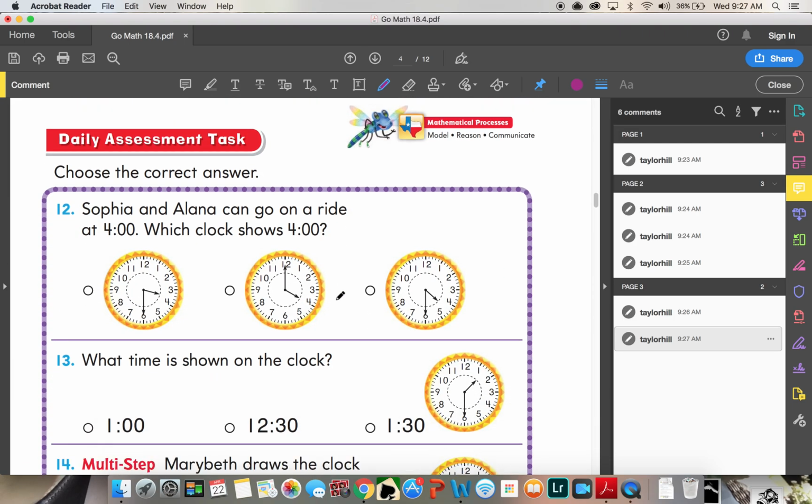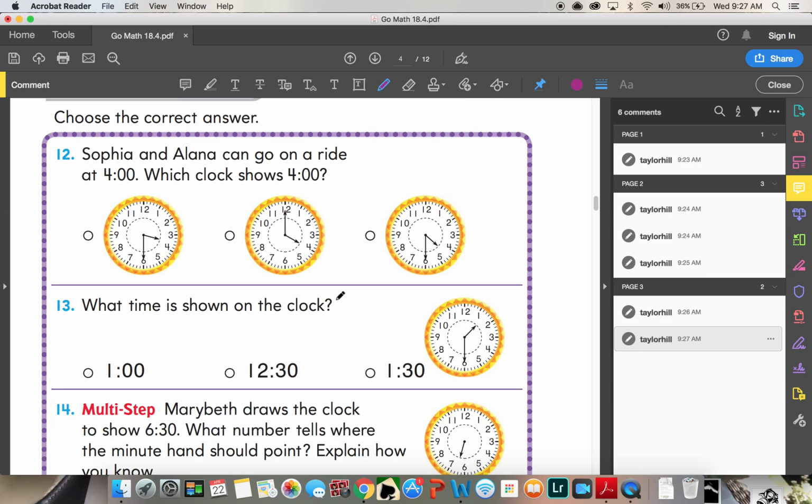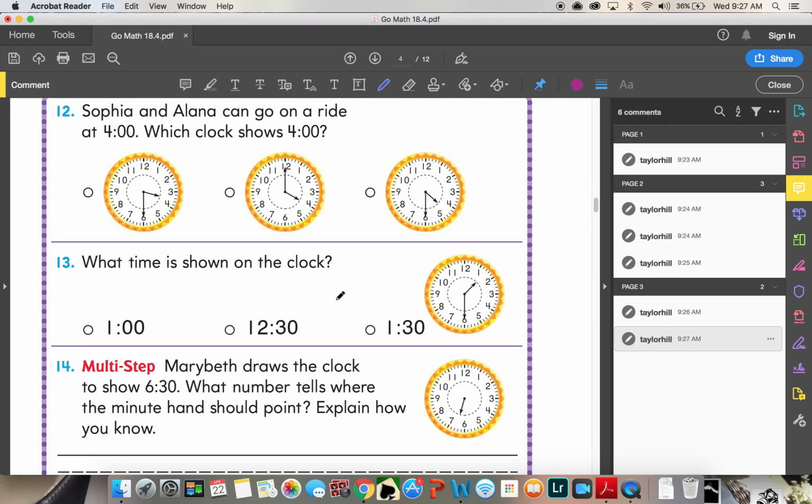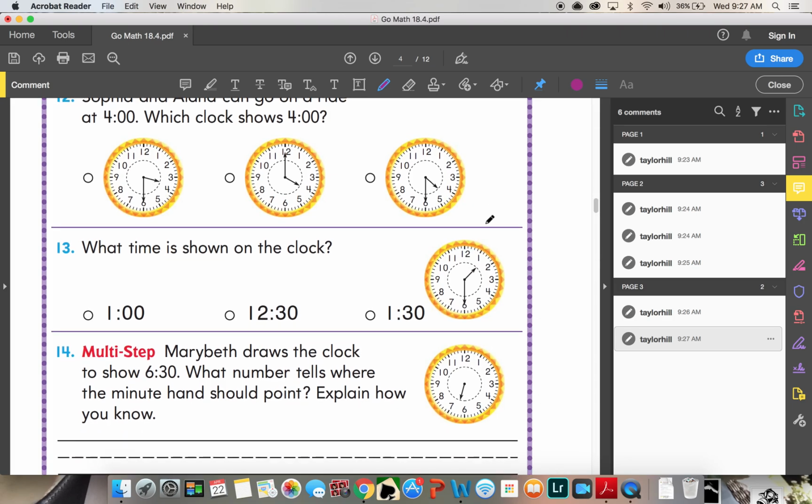All right, daily assessment test. Choose the correct answer. Number 12. Sophia and Alana go for a ride at 4 o'clock. Which clock shows 4 o'clock? So you'll need to find which clock shows 4 o'clock. The hour hand needs to point at 4, and the minute hand needs to be pointing at 12.